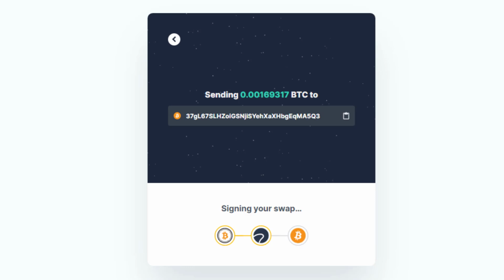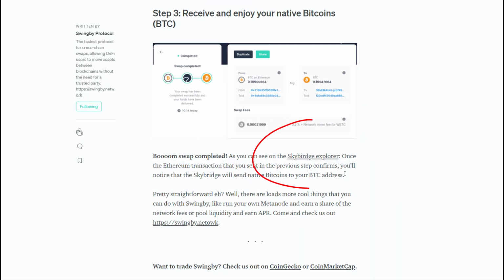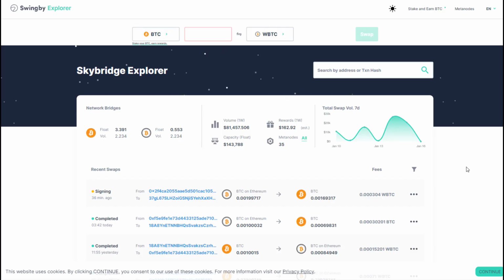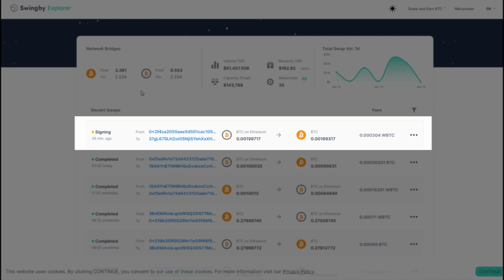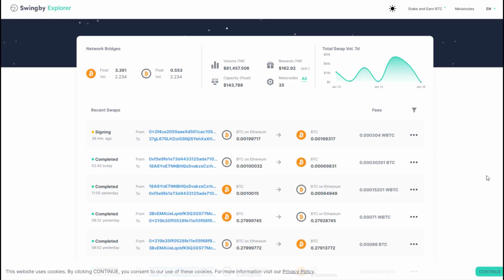Alrighty, it's a little bit later on, but I just wanted to update you guys here. Still waiting, but there is a site here, Skybridge Explorer, which is a bit like Etherscan, where you can track where your swap is. So mine is still signing, but I know that it's here and I can see it. I don't have to worry. It is taking a bit of time. I did it 36 minutes ago now, but all good. It's here in the Skybridge, I can see what's going on. It will let me know when it's completed, and when that happens, I will come back and let you guys know.